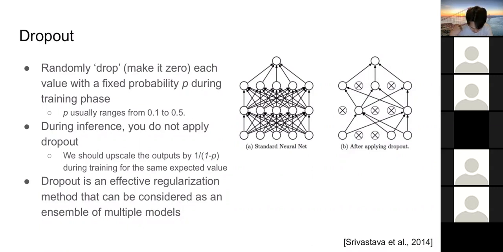And an important thing is that during inference, you do not apply dropout. Which means that during training time, your output will be statistically lower, right? Because you drop something, so there will be some bias. To account for that bias and scale back, we upscale the outputs by 1 over 1 minus p. So if p is 0.2, then we upscale by 1 over 0.8, which is 5 over 4. We multiply that to the vector during training time, after dropout. Multiplying 0 by 5 over 4 will still be 0, but other values will be upscaled by that much. It's a very effective regularization method that can be considered as an ensemble of multiple models.